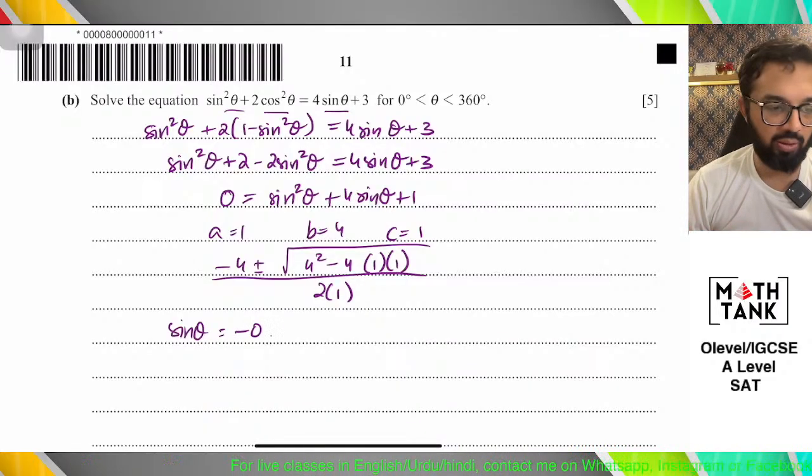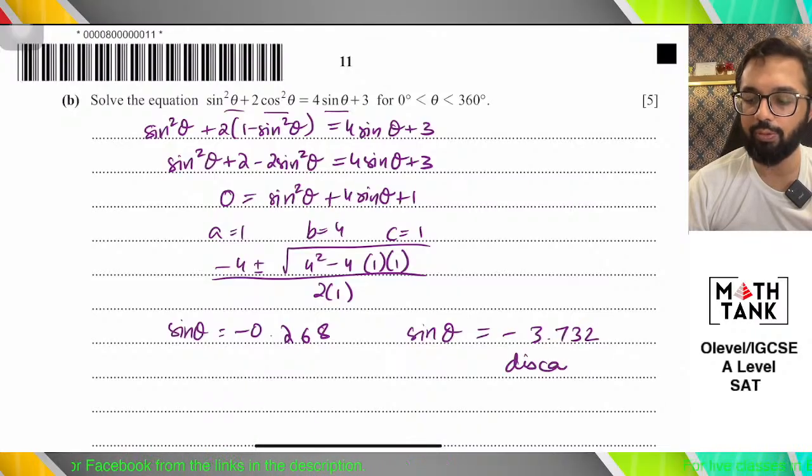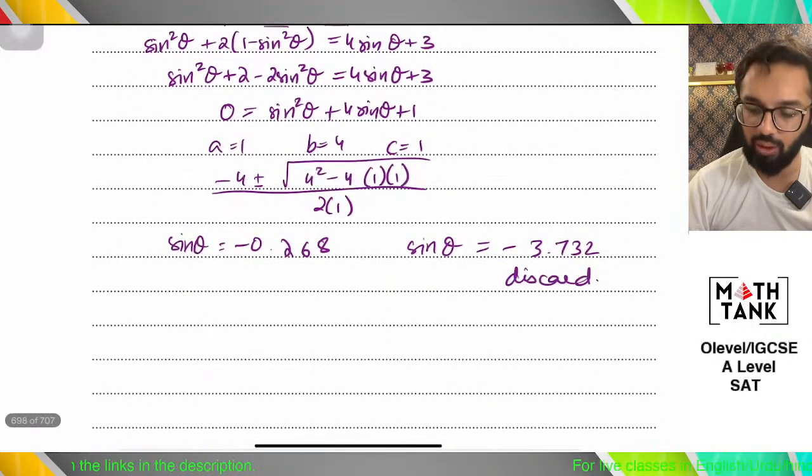That's minus 0.268 and minus 3.732. So this gets discarded because sine has to be between minus 1 and 1.